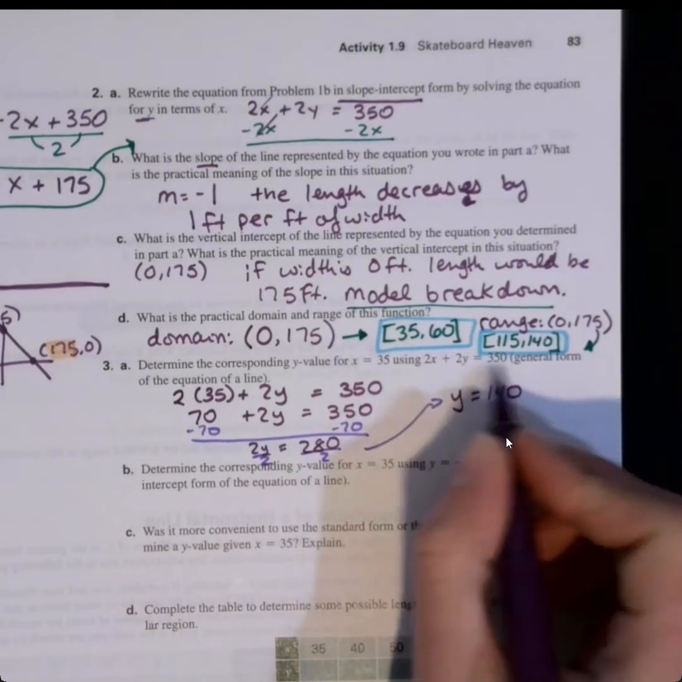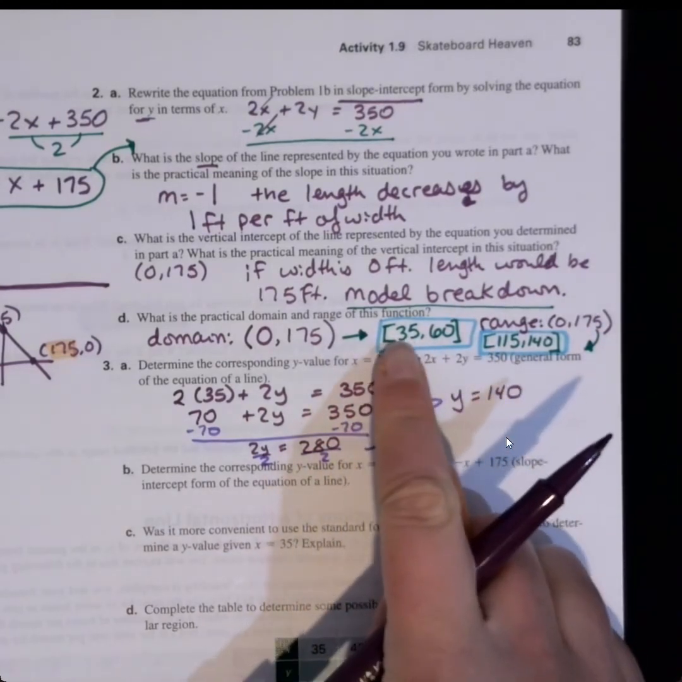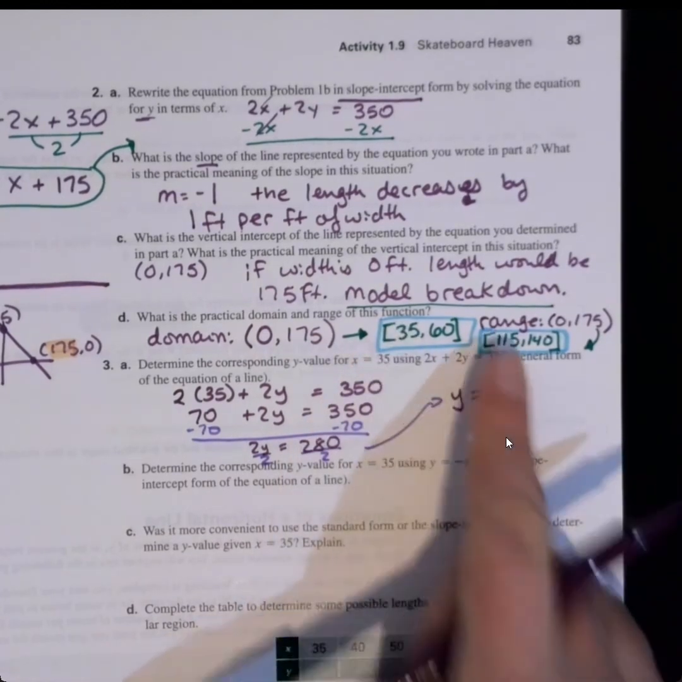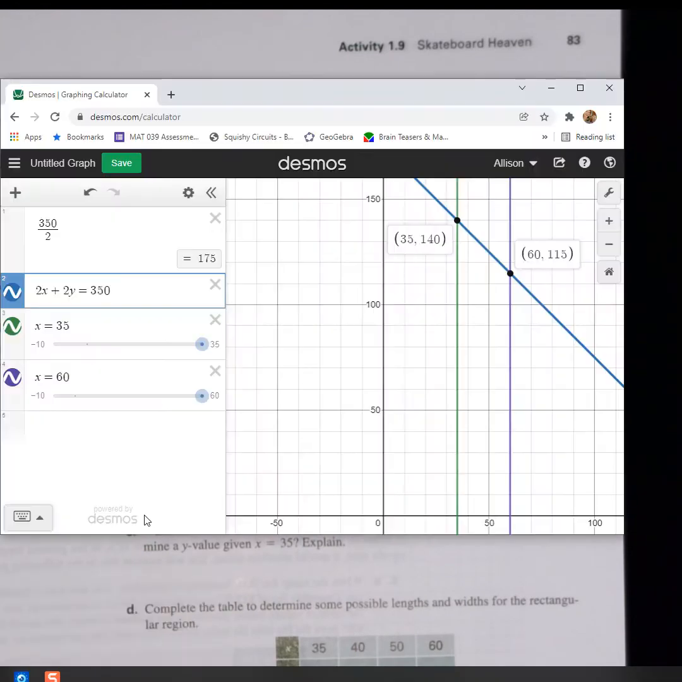Now, we already saw this graphically, actually, because when we graphed it, we saw that the x equals 35 did correspond with the 140, and we can look at that again in the graph, right? 35, 140. So good thing our answer matched when we did it by hand. We also got 140.